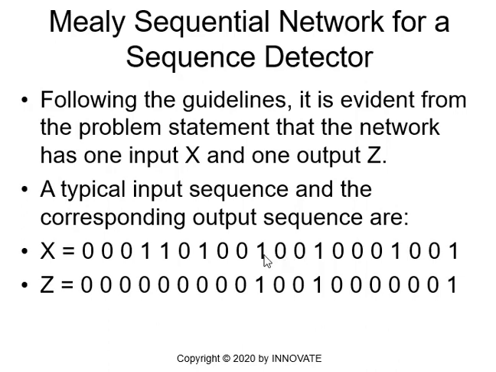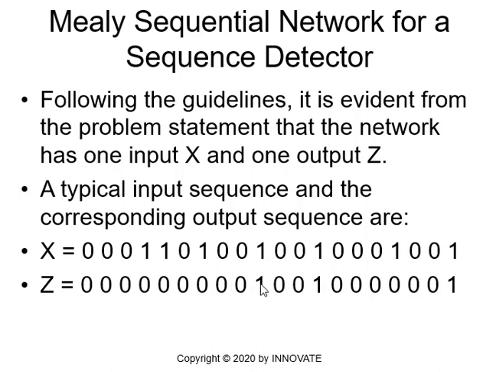So we have an overlap. Okay? 1, 0, 0, 1, 0, 0, 0, 1, 0, 0, 1. So if we look at the output Z, for input 0, the output will be 0. Input 0, the output is 0. 0, 0, 1, 0, 1, 0, 0, 0, 1, 0. Then we have 0, 0, 0, 0.